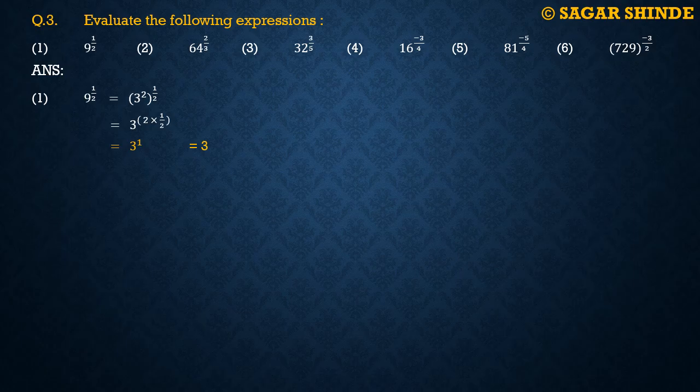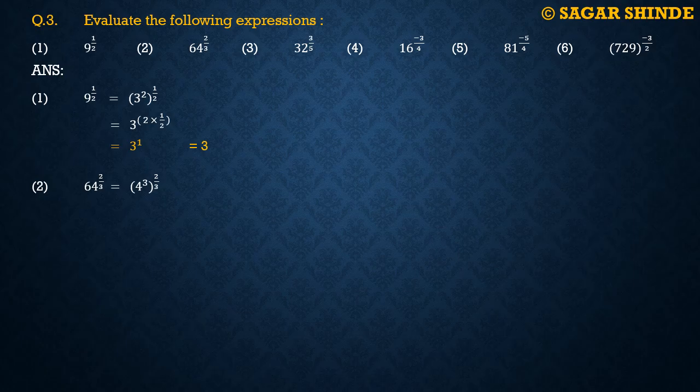As I told, everything depends on the power, and if a rational power is there, it depends on the denominator of that rational power. Because the given number we are going to express in the form of a power of that number only. Getting it? So second question, we have given 64 raised to 2 upon 3.